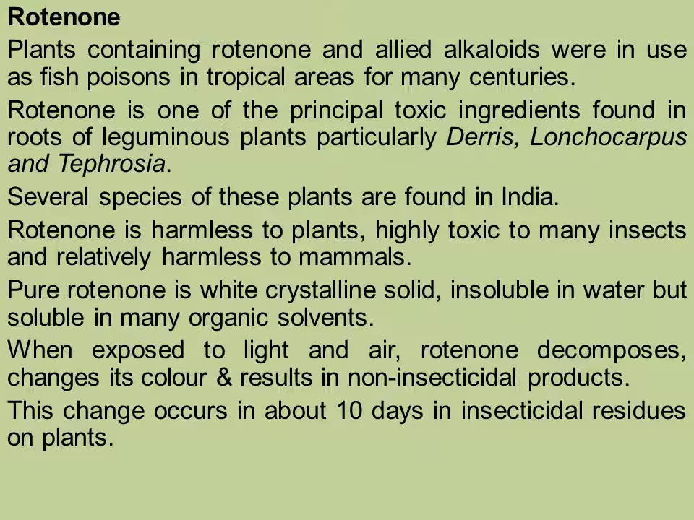Rotenone is harmless to plants. It is highly toxic to many insects and relatively harmless to mammals. Therefore, it is of much use as a botanical or plant-based insecticide. Pure rotenone is a white crystalline solid, insoluble in water but soluble in many organic solvents. When exposed to light and air, rotenone decomposes, changes its color and results in non-insecticidal products. This change occurs in about 10 days in insecticidal residues on plants.